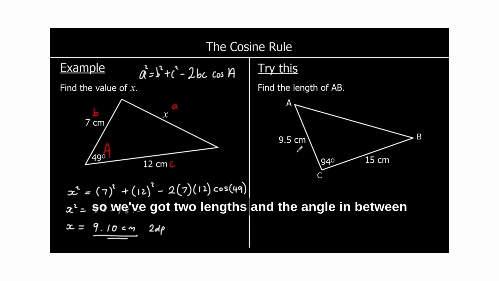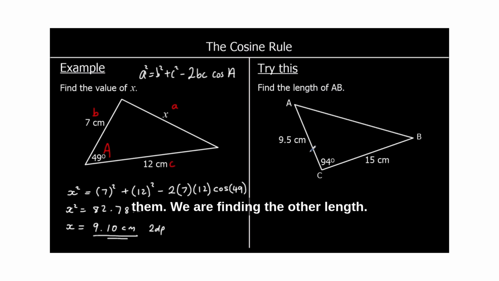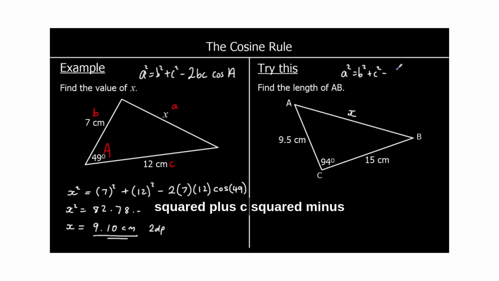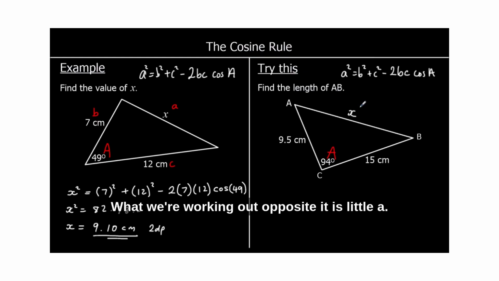Okay, so we've got two lengths and the angle in between them. We are finding the other length, so we're going to use the cosine rule. And it's for lengths, so we're going to use a squared equals b squared plus c squared minus 2bc cos A. To label it, the angle's big A, what we're working out opposite it is little a, and the other two are b and c. Either way round, it doesn't matter which way you put them.